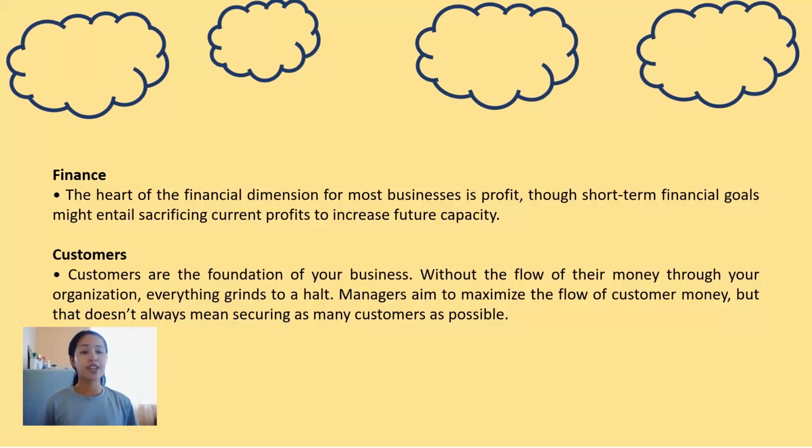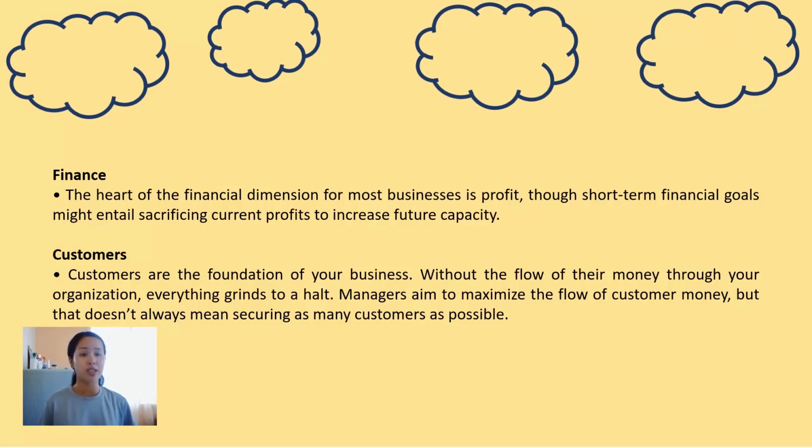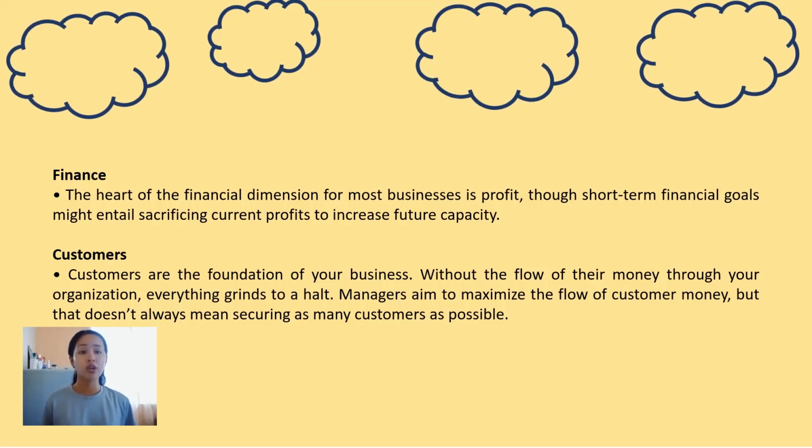The heart of the financial dimension for most businesses is profit. Though short-term financial goals might entail sacrificing current profits to increase future capacity. For example, a company might decide to reinvest all its profits into new and better machinery to increase production capacity and efficiency. But the ultimate goal remains greater profit. Managers must control the flow of money through the organization to ensure short-term goals align with long-term goals.